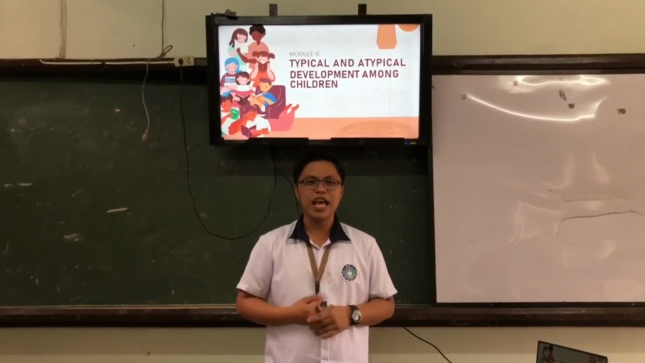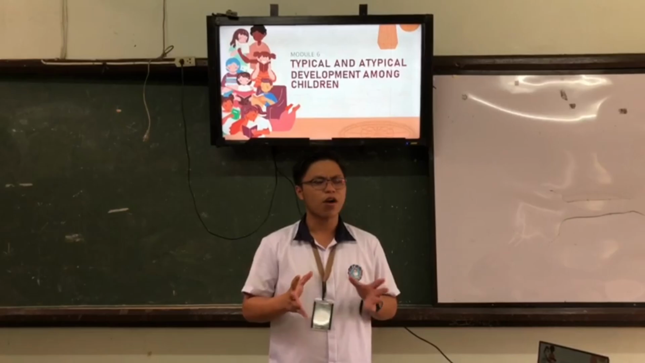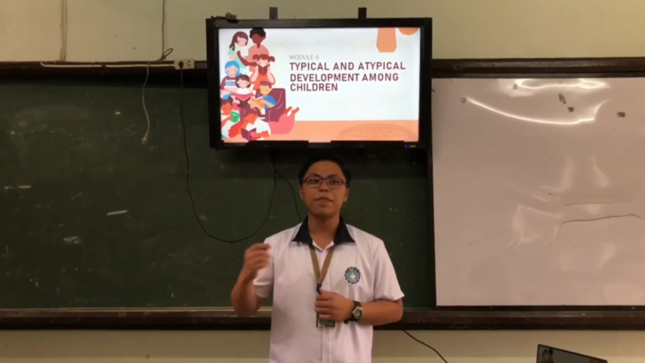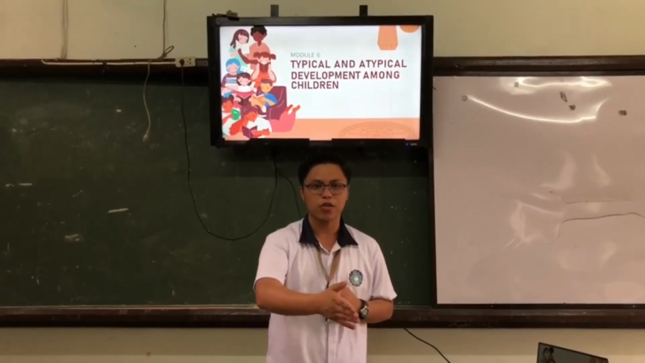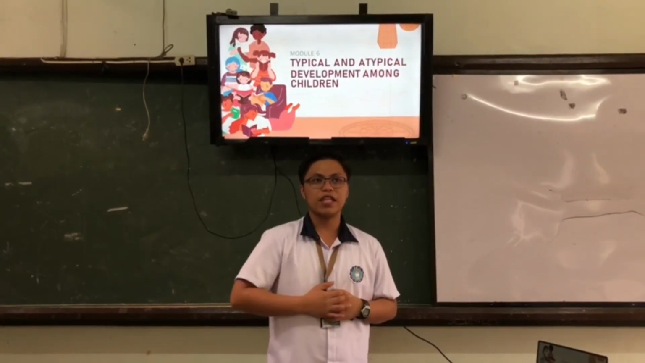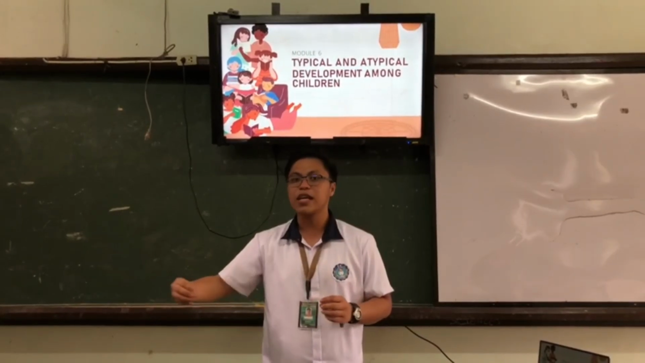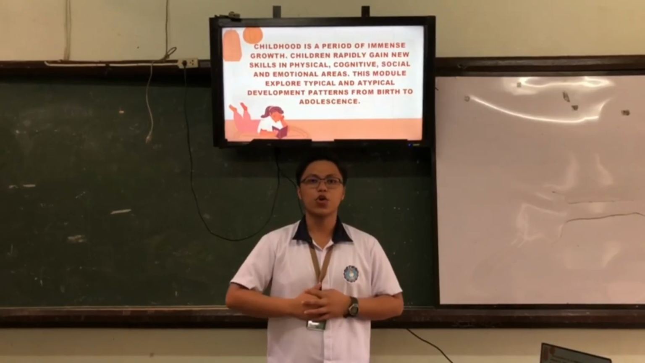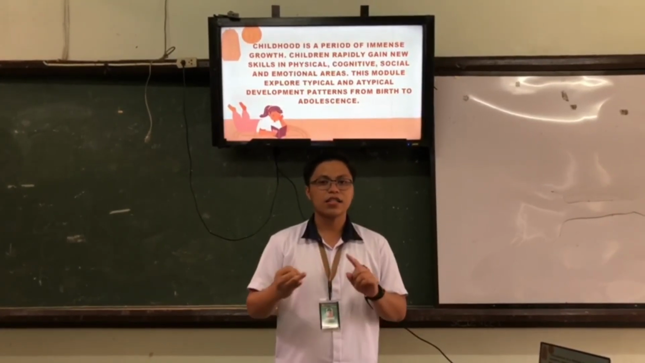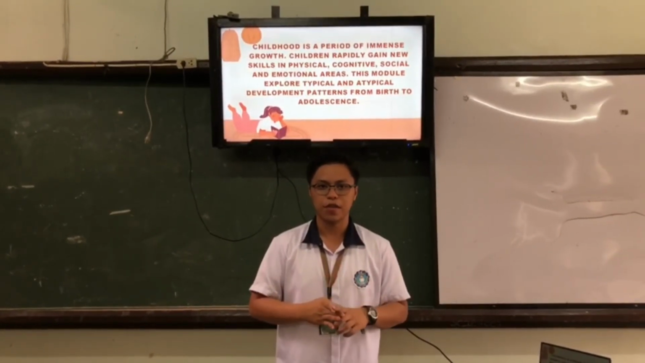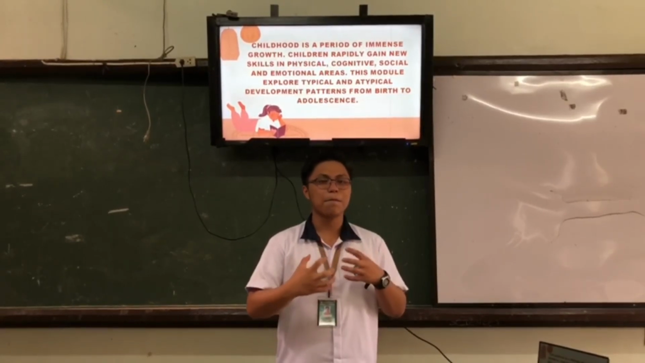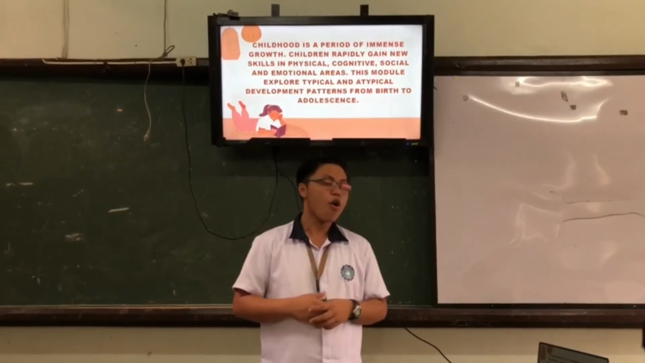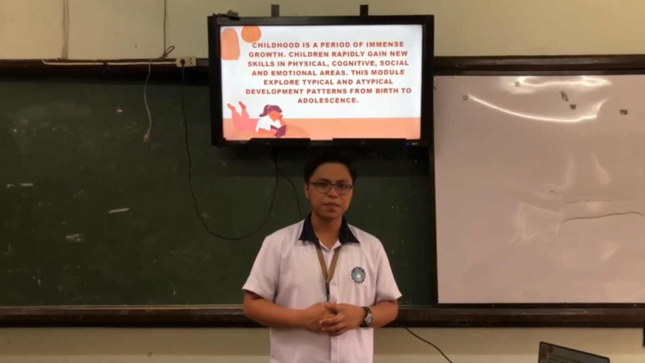I am Teacher Viens, and typical development focuses on the predictable course of a child's development, and atypical development means that a child or a group of children deviates from the set predictable guidelines. Childhood is a period of immense growth in the context of physical, social, cognitive, and emotional development. So in this module, we will be tackling typical and atypical development patterns from birth to adolescence.